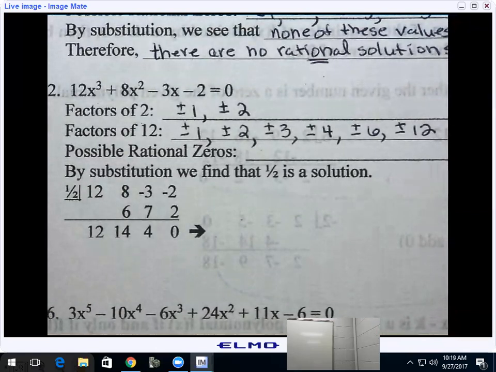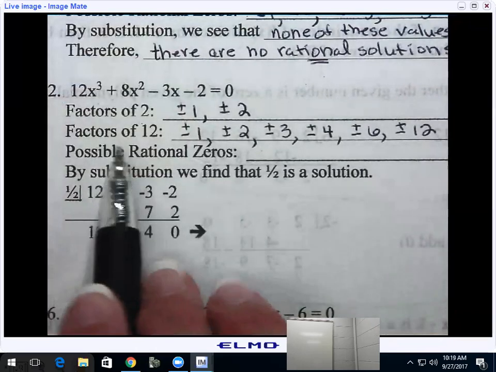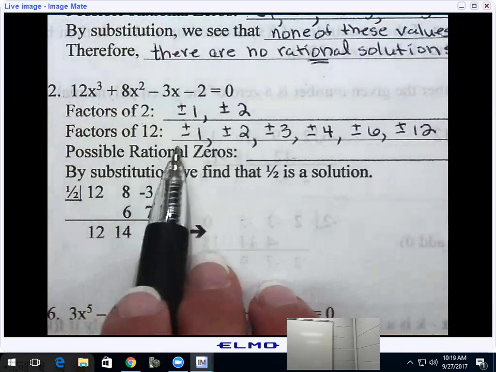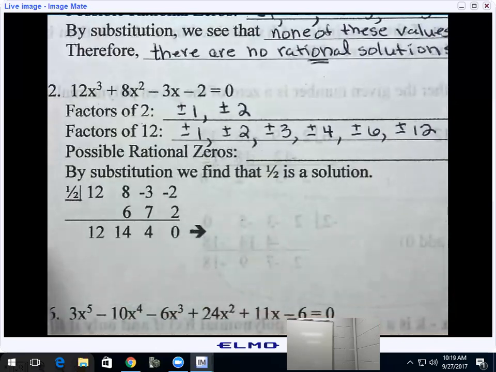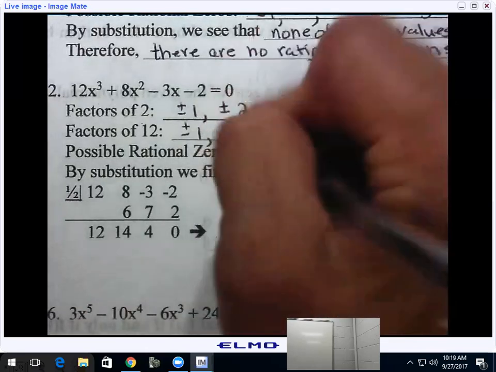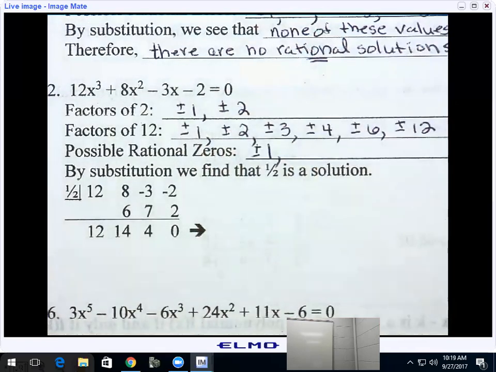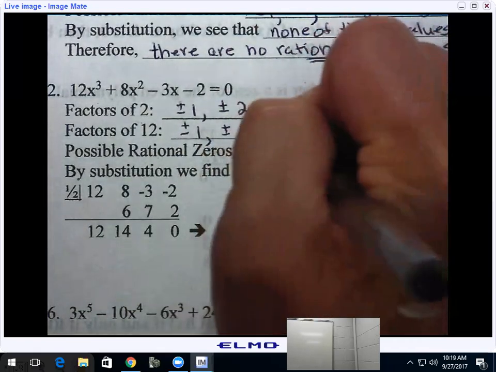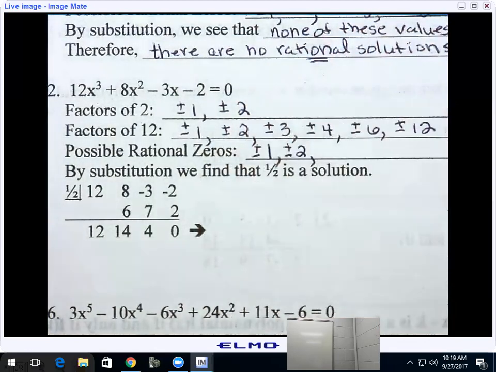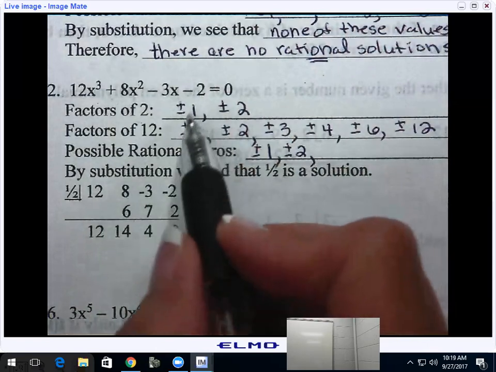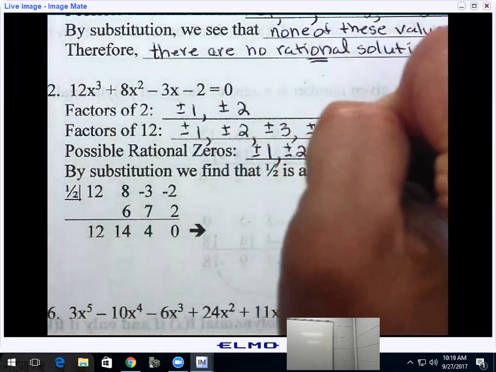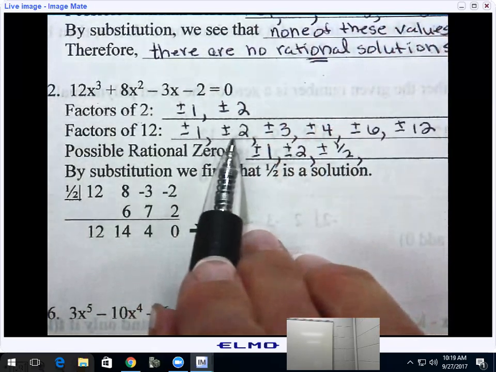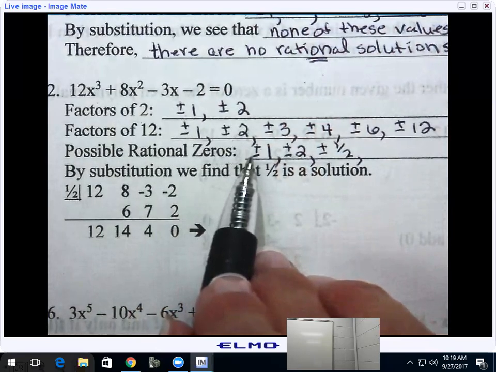This one's going to have more possible rational zeros because I have to put each of those numbers over 1, and then each of those numbers over 2, and then each of those over 3, and on down the line. 1 over 1 is just 1. 2 over 1 is just 2. And then I want to put 1 over 2 and 2 over 2. 1 over 2 is a half. 2 over 2 is 1, and I already have that written down. I don't have to write it again.